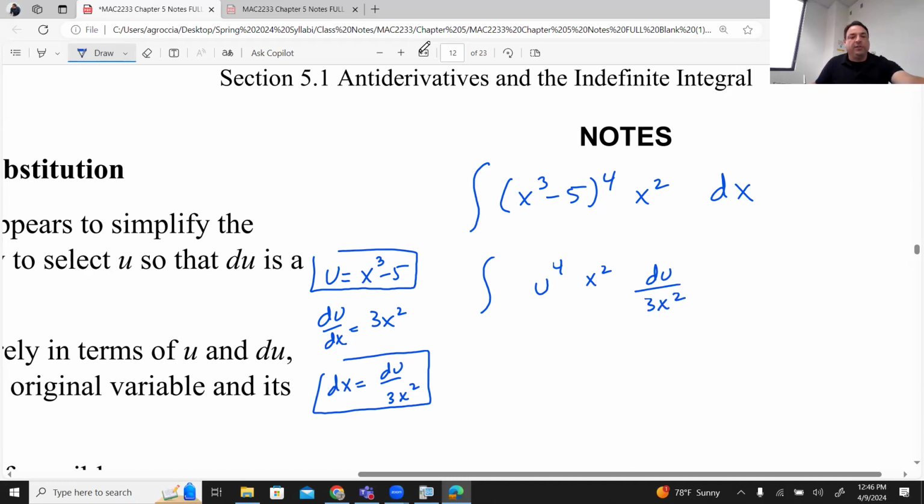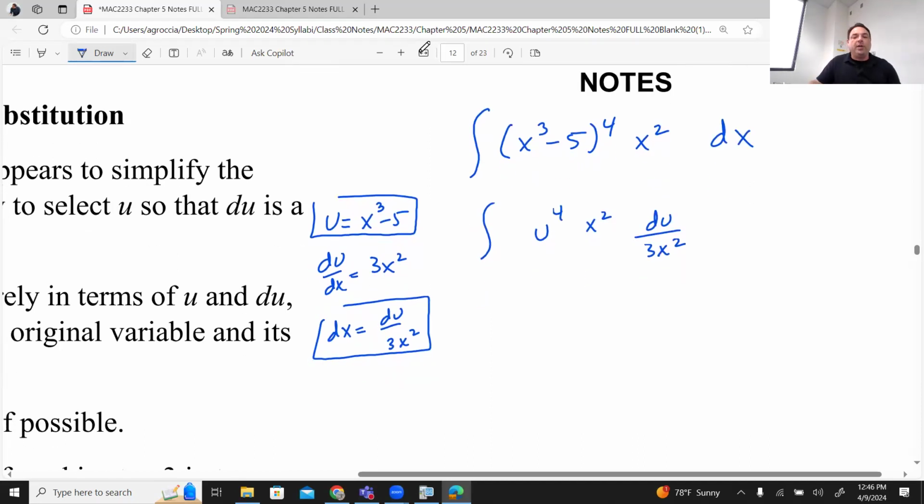Now, be careful. Number one, we know that x squared over x squared is 1. But we're left with the 3. Now be careful. Is it a 3 or is it a 1/3? Good, because it's on the bottom, this is actually integral of 1/3 u to the 4 du. Okay, I'll pause there.